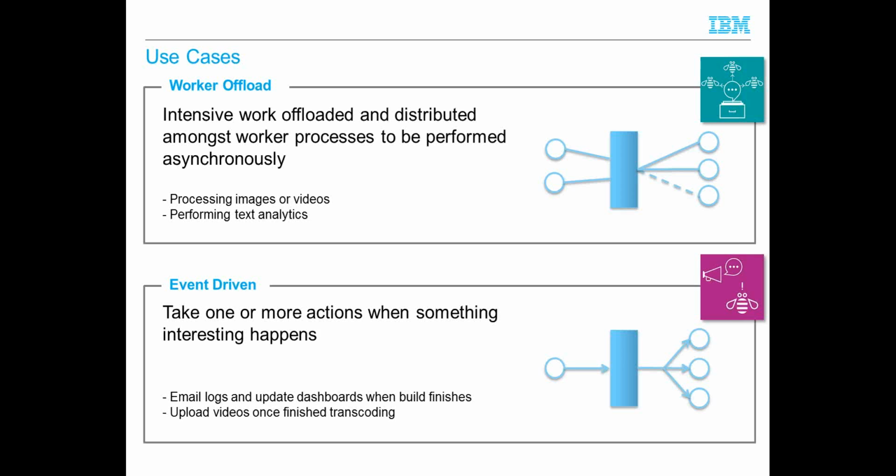The first one is probably the most prevalent, and we've called it worker offload. Essentially, this is about decomposing your application so that processor-intensive work, things like image processing and text analytics, happens away from the front-end part of your application. All of that processor-intensive work gets offloaded and happens asynchronously. This not only allows your application to remain responsive, but it also means that you can independently scale up different parts of your application to accommodate the load.